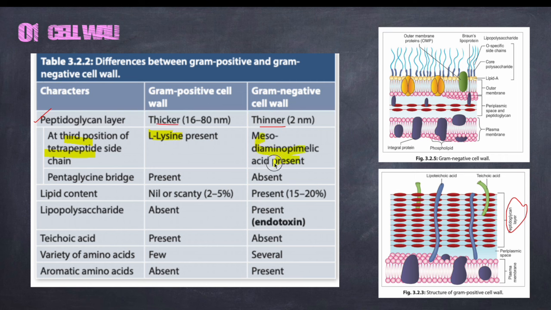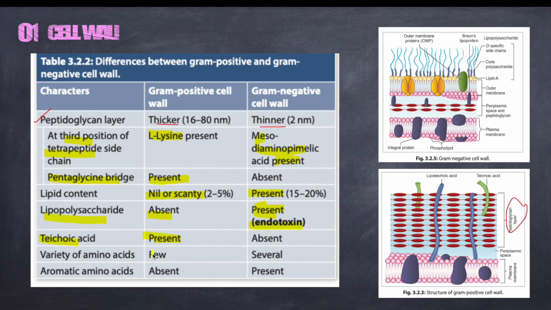meso-diaminopimelic acid is present. Then the pentaglycine bridge is present in gram positive and absent in gram negative. The lipid content of gram positive is nil or scanty, while gram negative has more lipid content. The lipopolysaccharide layer is absent in gram positive and present in gram negative, which plays the role of endotoxin. The teichoic acid is present in gram positive and absent in gram negative.